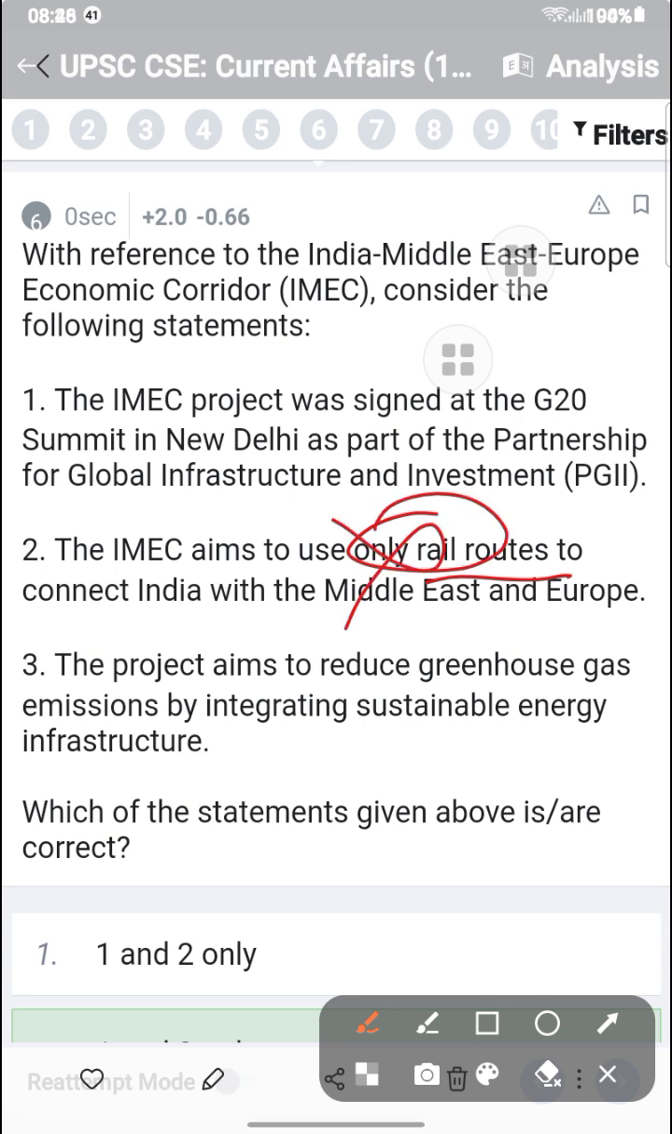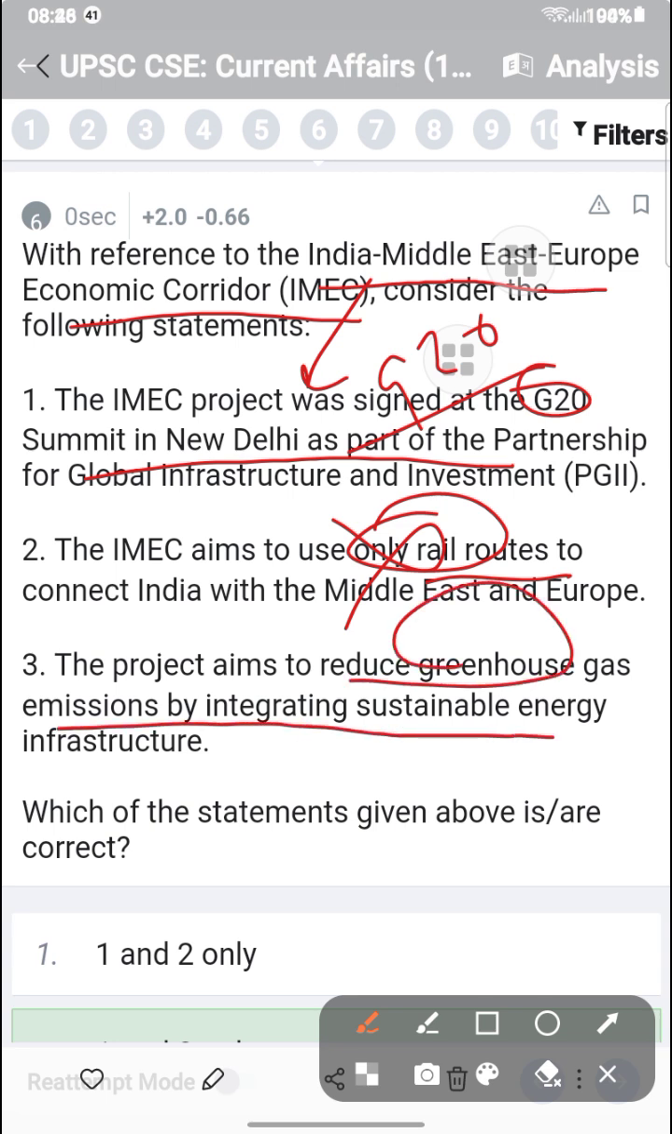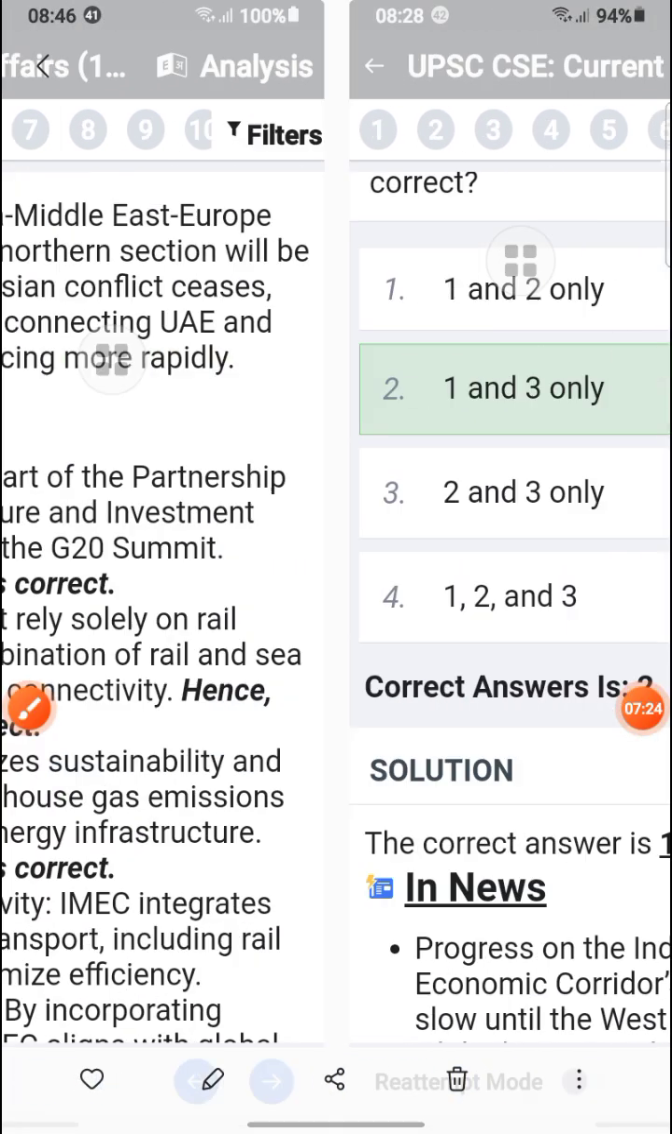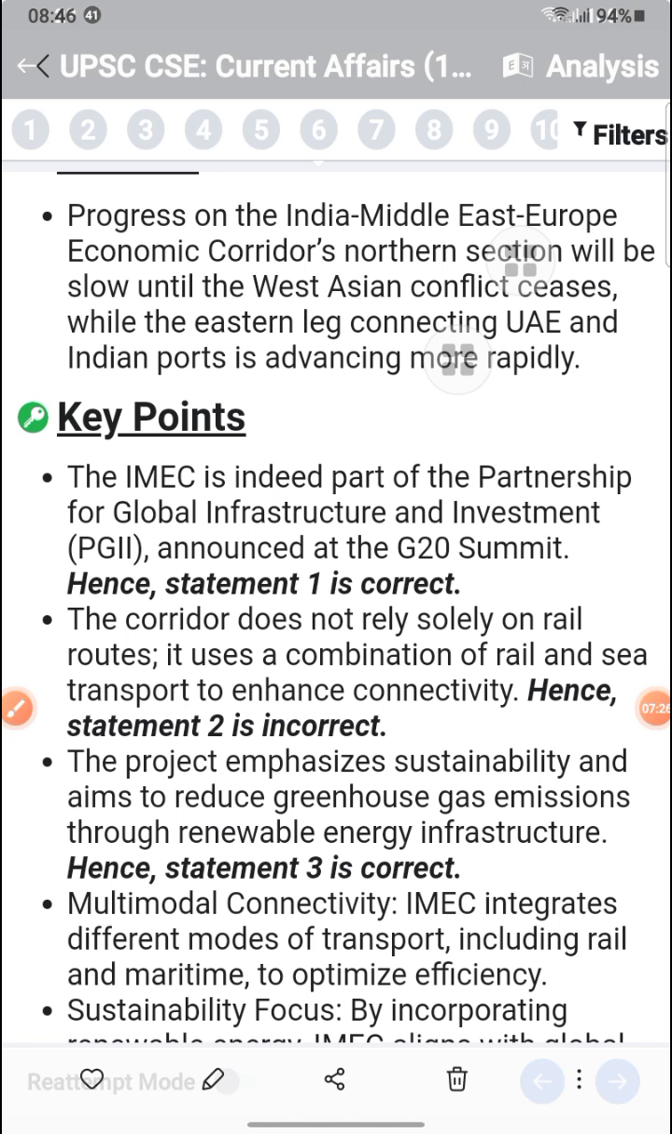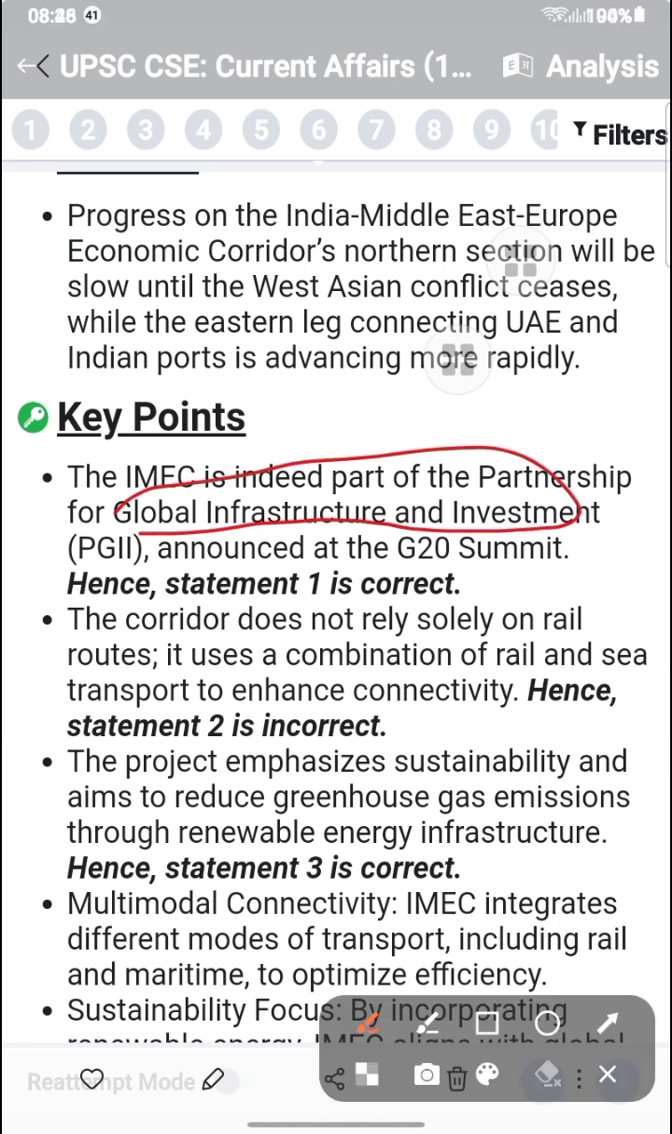So "only rail routes" is not true, but it was signed at the G20 summit in New Delhi, in India. The India Middle East Europe Economic Corridor was signed at the G20, and the project aimed to reduce greenhouse gas emissions by integrating sustainable energy. Name is the India Middle East Europe Economic Corridor. Okay, so this is a corridor partnership with the global infrastructure investment.